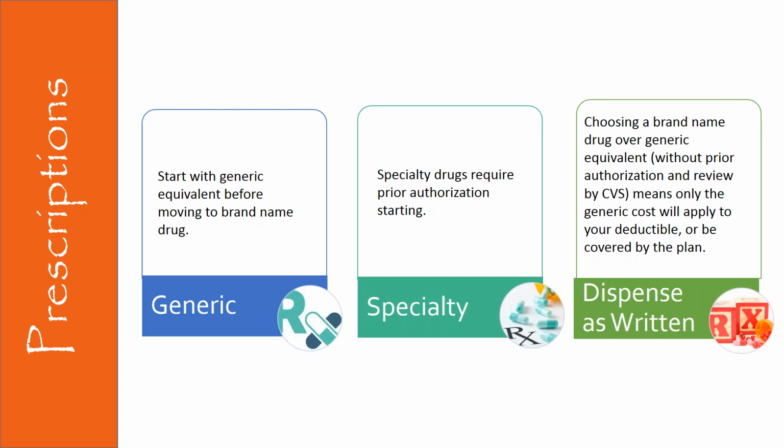So let's say the generic costs you $10 and the preferred costs you $100. So you've got a $90 difference there. It's called a dispense as written penalty. So that $90 extra, you will be responsible for paying, and it will not go toward your deductible. If you go through the prior authorization process where your physician shows that, yeah, we've tried this generic and it didn't work, it caused a rash or whatever it may be, and so CVS Caremark approves that through the prior authorization process, then the brand name, the total cost goes towards your deductible.